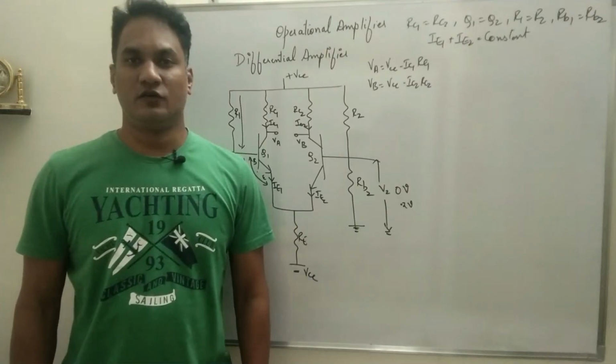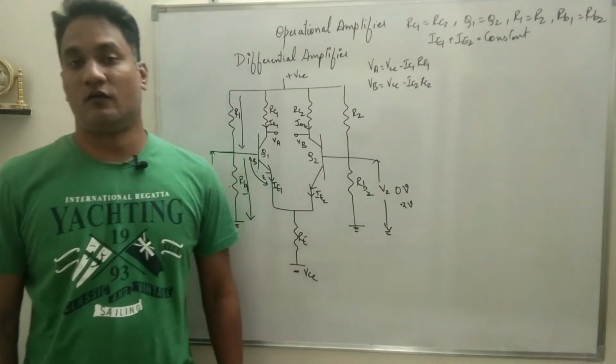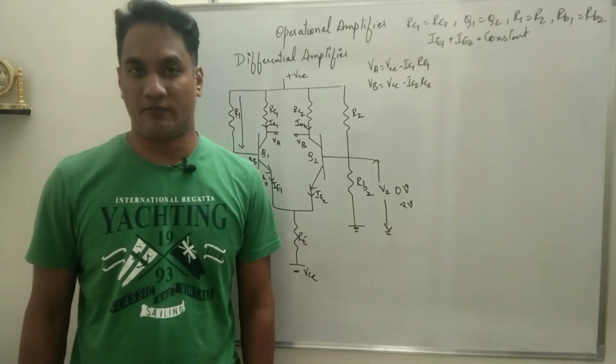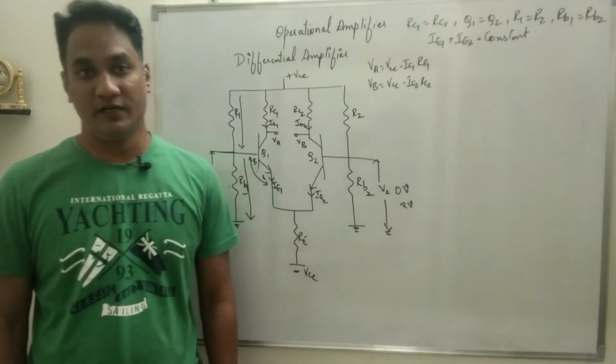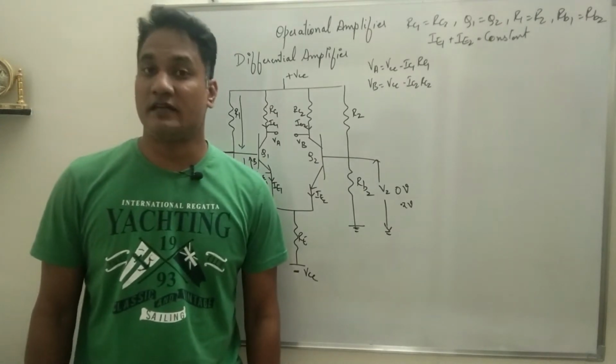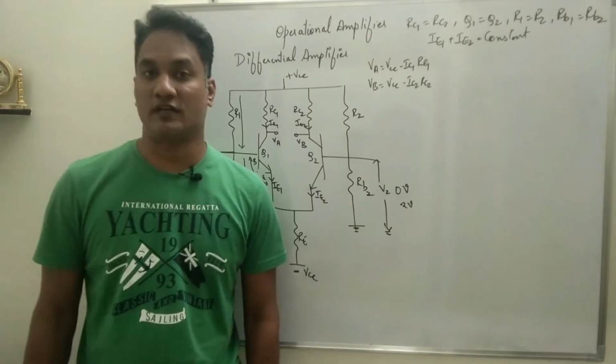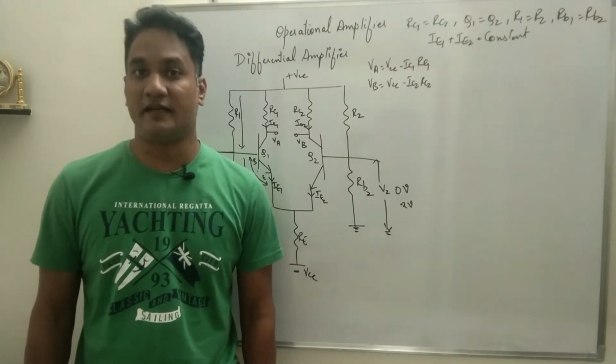In the previous video, we tried to understand the construction part of the differential amplifier. We said the circuit should be symmetrical, and a differential amplifier is nothing but a direct coupled amplifier where the emitters of the two transistors are directly connected to each other.